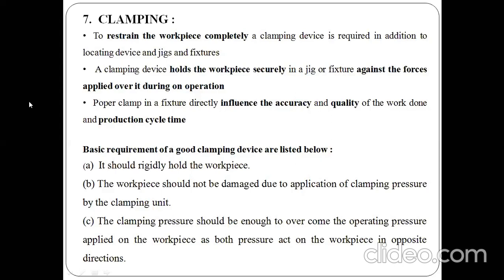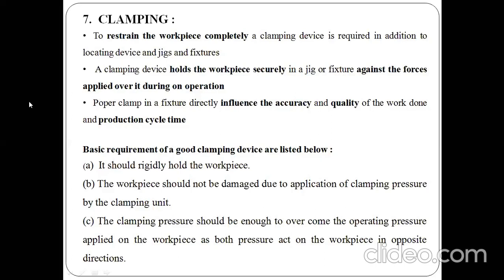It also plays an important role. When we are using these components, jigs and fixtures, locating elements, then clamping elements, with the help of these elements you can manufacture the product within minimum time, so it is reducing the production cycle time. So what are those basic requirements for good clamping devices, which are listed below?